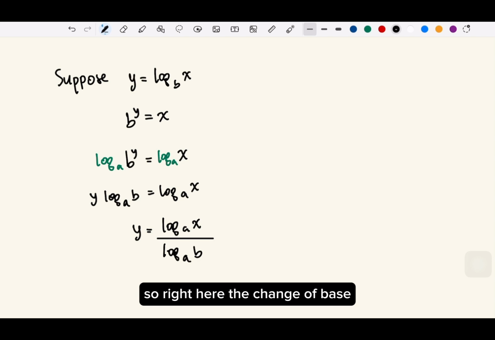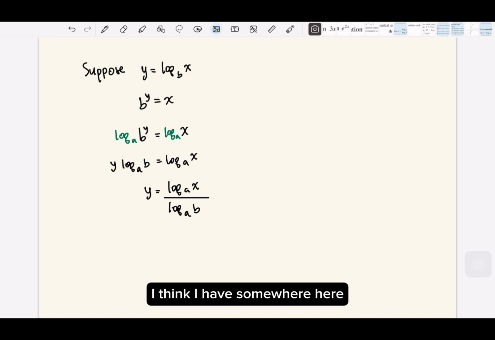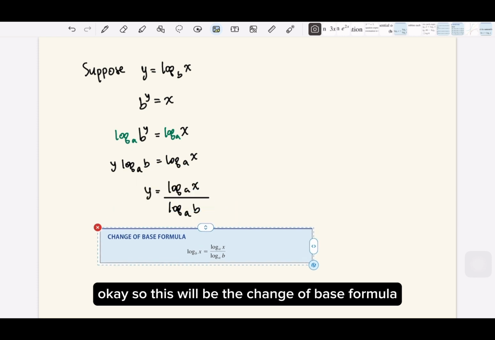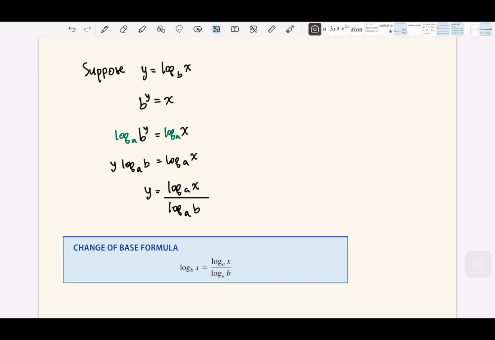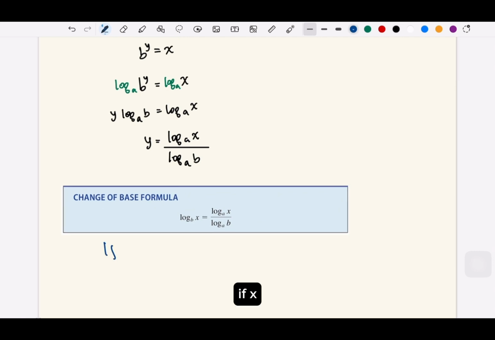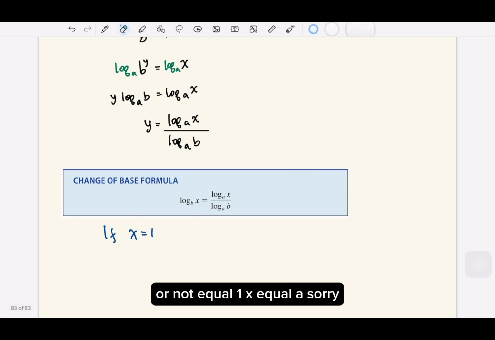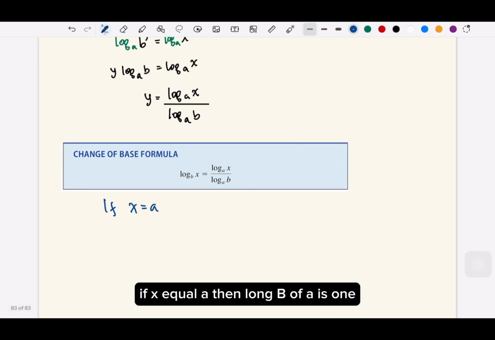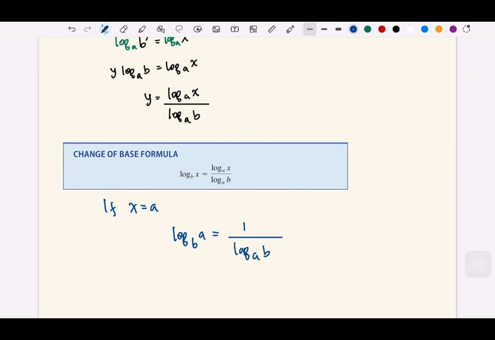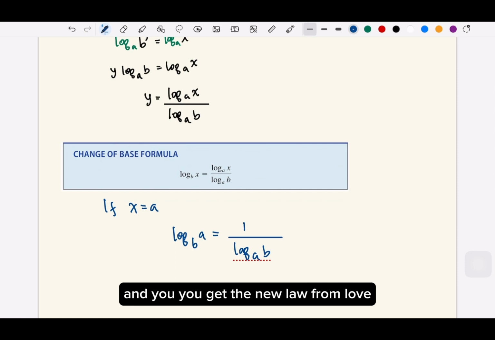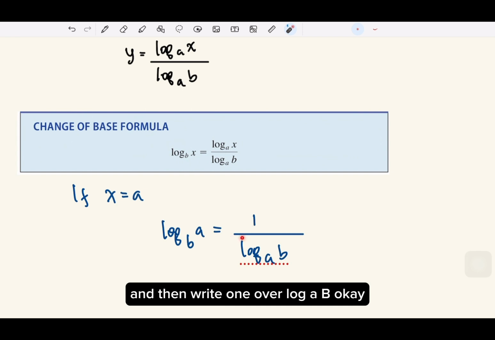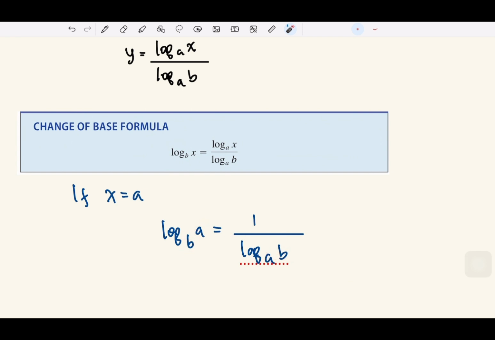So we could write here the change of base. This will be the change of base formula, and a can be any number. And if we put x equal to a, then log b of a is 1, because log a of a is 1, right? So actually you get a new formula. You're basically changing b to a, and then you write 1 over log a b. Okay, see the difference. So this is from the change of base.